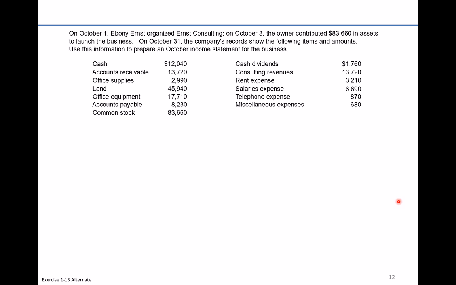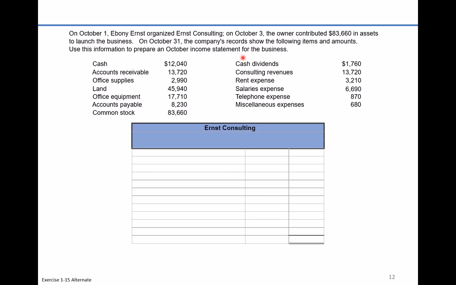So we have listed below a smorgasbord of accounts. We see cash, account receivables, office supplies, land, office equipment, accounts payable, and common stock. We also see cash dividends. Then we see consulting revenues and various expenses. Our task is to look at these accounts and decide which accounts and ending balances are necessary to put together the income statement for the business.